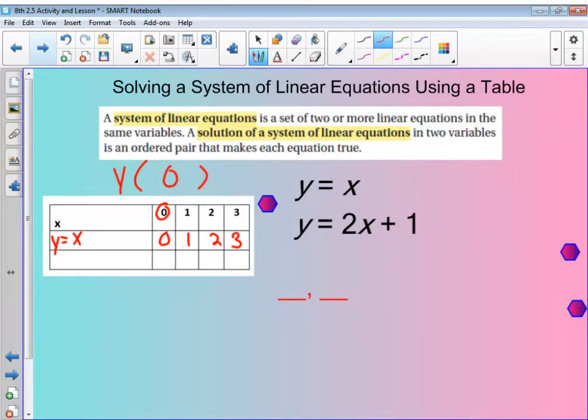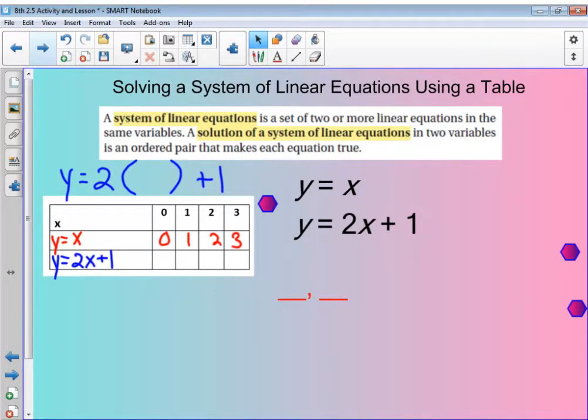Just as basic as that. Okay, so now we're going to do our second equation. So our second equation is y equals 2x plus 1. So y equals 2 times x plus 1.